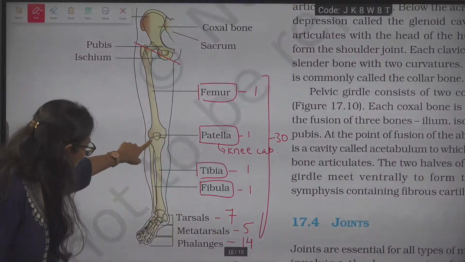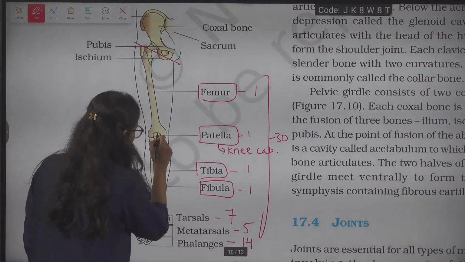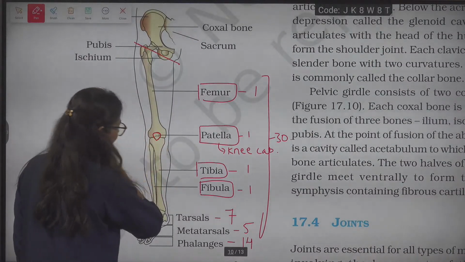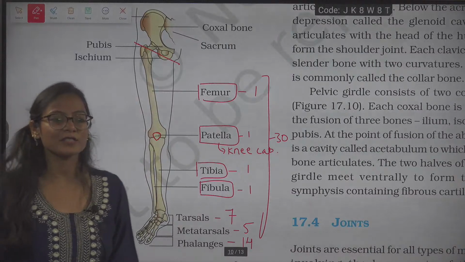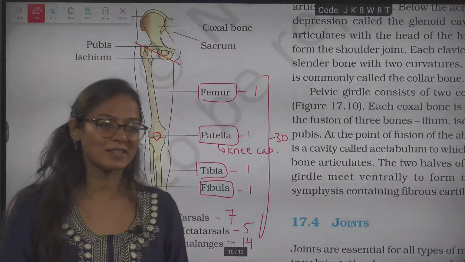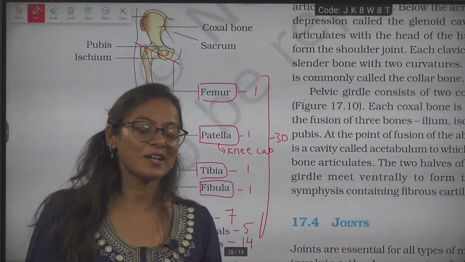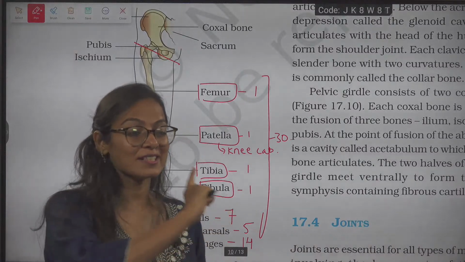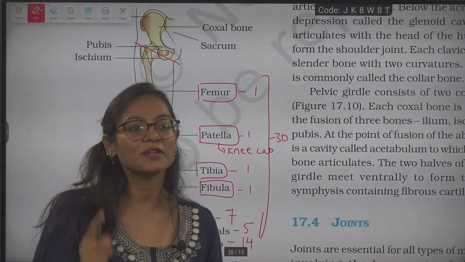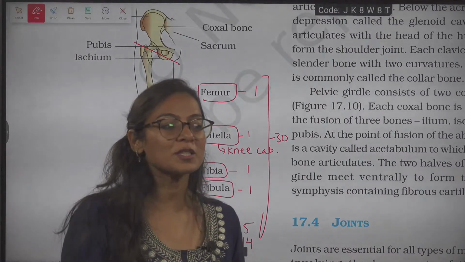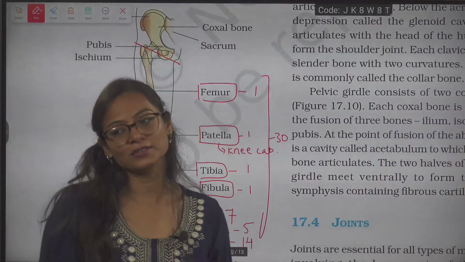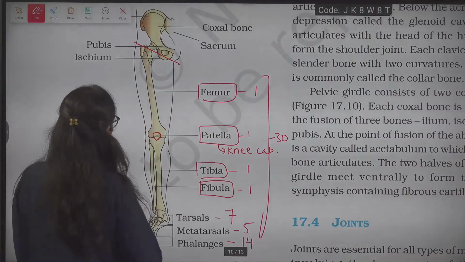So you can see the shape of this bone. And I told you it is like a sesame seed. So that is an example of sesamoid bone. Can you give me a second example of sesamoid bone? Yes, there are only 2 in our body. One is this and the other one is, very good, pisiform. And pisiform is a bone of the wrist. I can see you all are preparing for tomorrow's test.